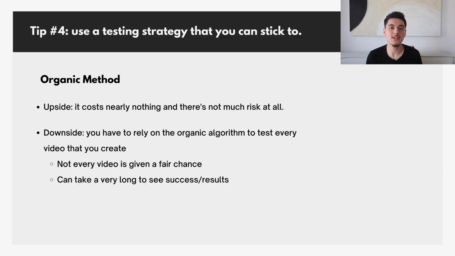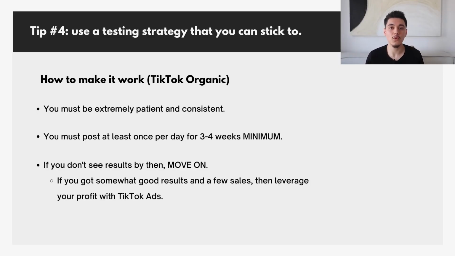So you kind of get limited by their algorithm to push out your product, which could potentially be a winning product. The other problem with TikTok organic is that it could take really long to see results because again, you're relying on their algorithm to push out every single video that you test. So depending on your financial situation, the organic method can be a good benefit for you because you could still come out successful with it, but in order to make it work, you're just going to have to be extremely patient and consistent.